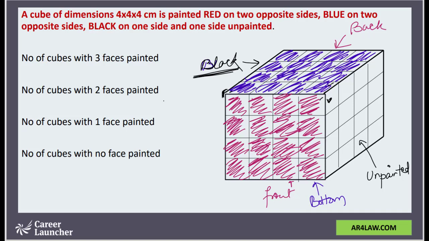So same is going to be here, and the one at the bottom of this and one at the bottom of this. But for these corner 4 cubes, we can see there are only going to be 2 faces painted, not 3. So a count of number of smaller cubes with 3 faces painted is going to be 4 and not 8.